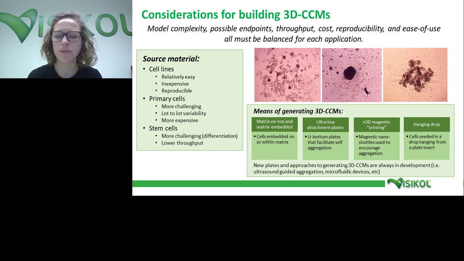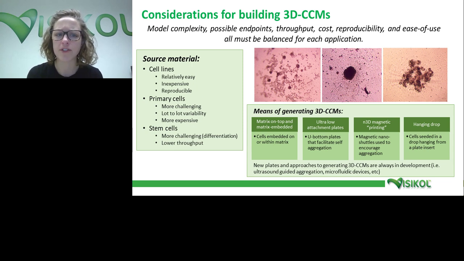You can use matrix-based approaches, or my personal favorite is the ultra-low attachment plates. So these are U-bottom plates that have a coating on them that prevents adhesion of the cells to the bottom of the plate. Thus, the cells are much more likely to aggregate. So they're very easy to use, which again lends to the more high throughput nature of this approach. And there's always new plates and approaches to generating 3D cell culture models that are in development. So there are a lot of different approaches, and sometimes one approach is more favorable than another for getting different cell subtypes to aggregate.